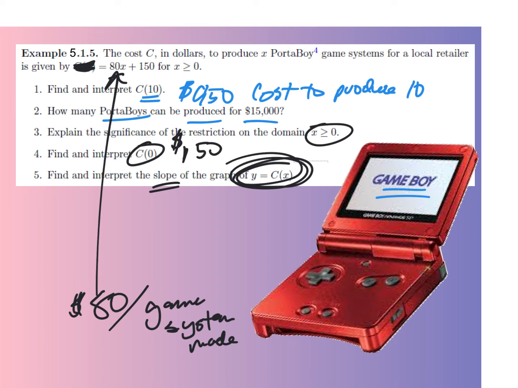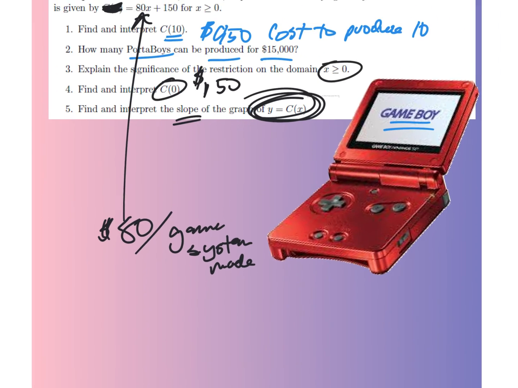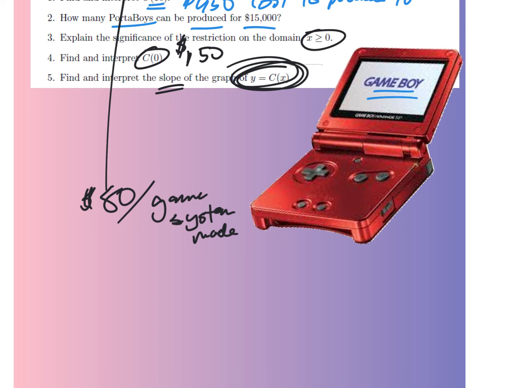I paused the video here, and so the rate of change in this case was $80 per game system made. If you're talking about Apple products, they have a pretty high profit margin, but that means that when they sell you a phone for like $800, maybe they only spent $400 to build the phone, and they sell it to you for $800, and that makes them a profit.